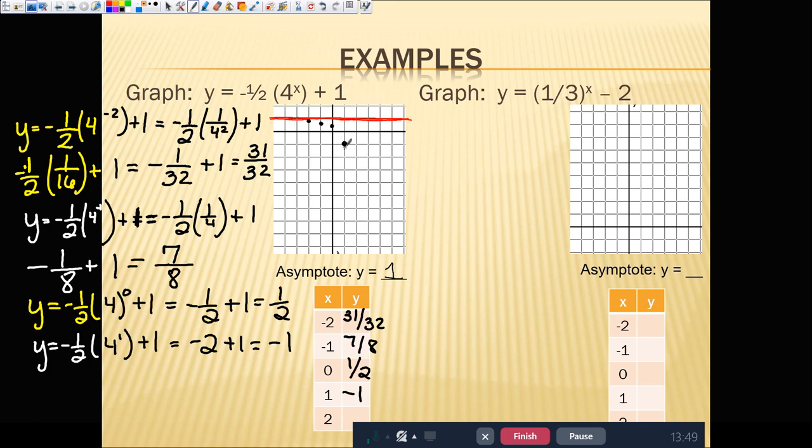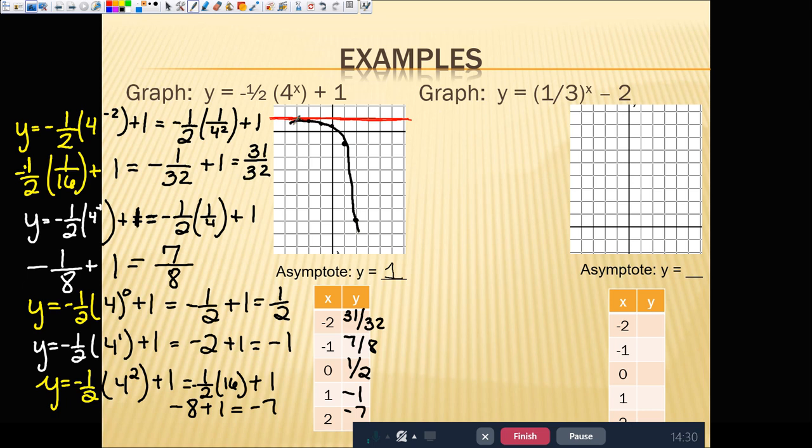Now let's substitute in 2 for x. So y equals negative 1/2 times 4 squared plus 1, and 4 squared is 16. So negative 1/2 times 16 plus 1. So negative 1/2 times 16 is going to be negative 8 plus 1, which is negative 7. So my graph is going to look something like that. And it's going to approach 1, but never cross 1. And it's going to keep growing on forever.